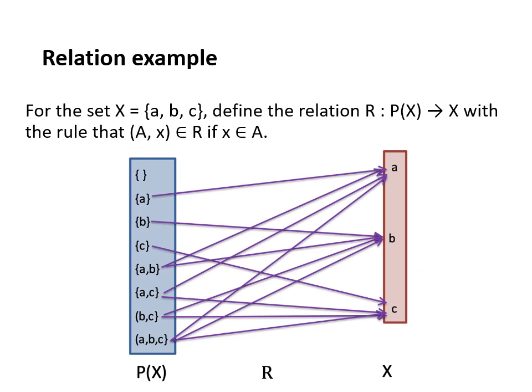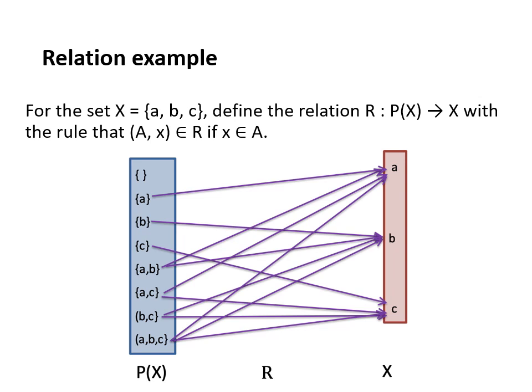Here is an arrow diagram illustrating relations. So we have a set X that contains A, B, C, and we define the relation R that maps the power set of X into X, with the rule that (A, x) belongs to R if x is an element of A. And you can see these mappings here. So everything that contains A is mapped to A, everything that contains B is mapped to B, and so on.